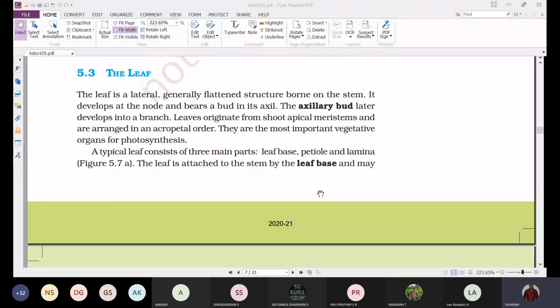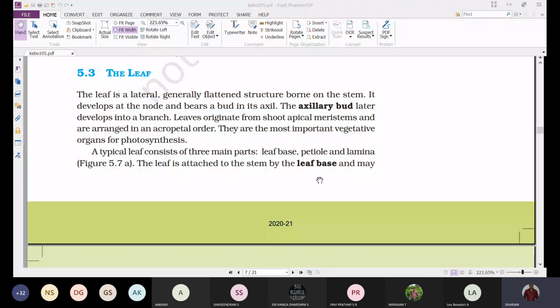And next, what is the main function of the leaf? The main function of the leaf is to perform photosynthesis. So they are the most important vegetative organs for photosynthesis.